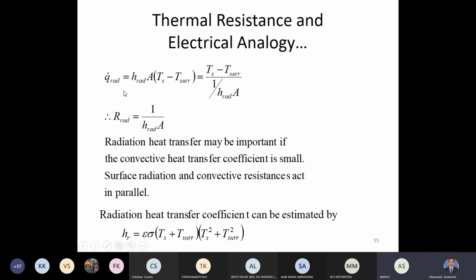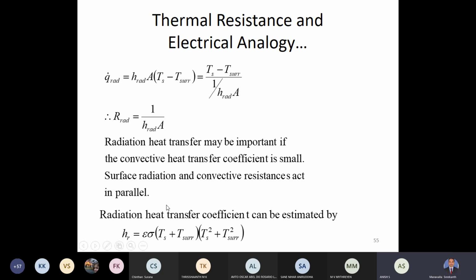So you can see that even for radiation, if we treat it as convection, then we have this radiation heat transfer coefficient, and the resistance will be 1 by hA, where h is the radiation heat transfer coefficient. The radiation heat transfer may be important if the convective heat transfer coefficient is small. So there are situations where radiation heat transfer is to be considered, for example, when the temperatures are high or when the convection coefficient is low, then radiation becomes important.